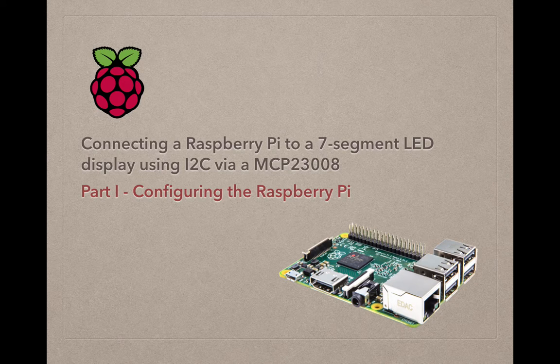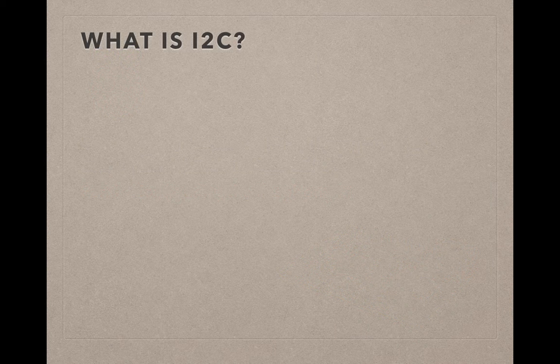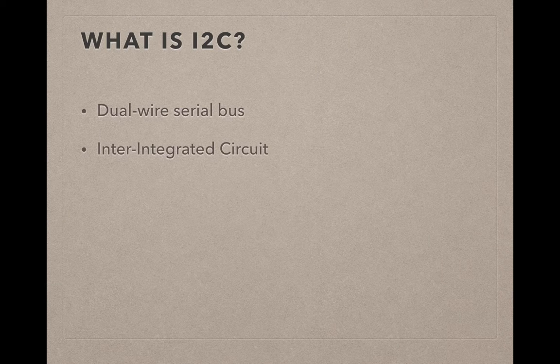For this project, I'm not going to be using the general purpose I/O directly from the Raspberry Pi, but rather a data interface called I2C. Before we commence the setup, let's have a look at what I2C is. I2C is a dual-wire serial bus, which uses, funnily enough, 2 wires to communicate with a compatible device. It stands for Inter-Integrated Circuit and was developed by Philips in 1982.